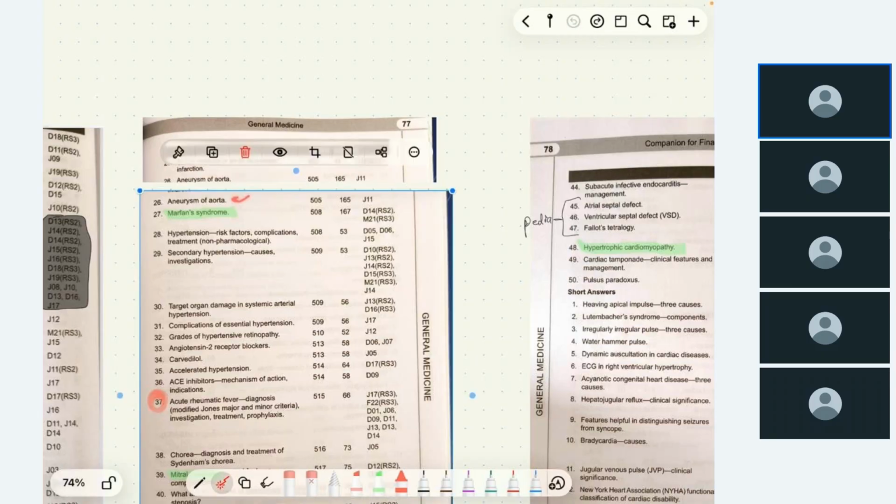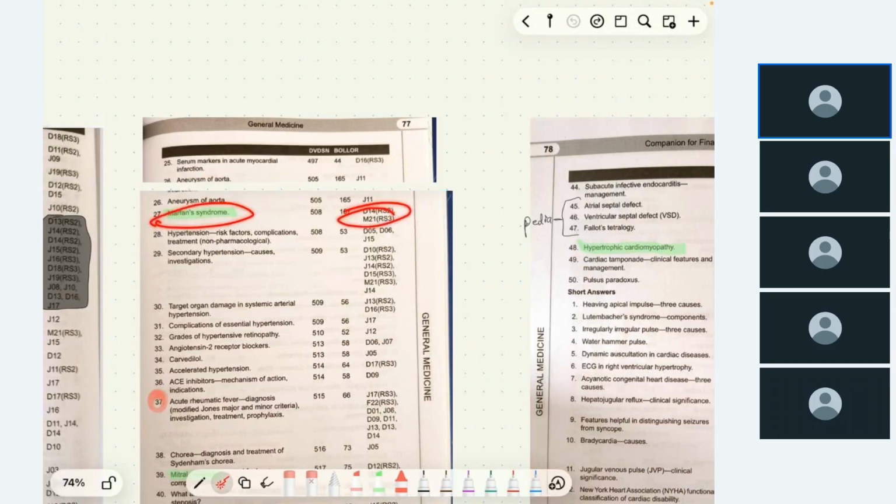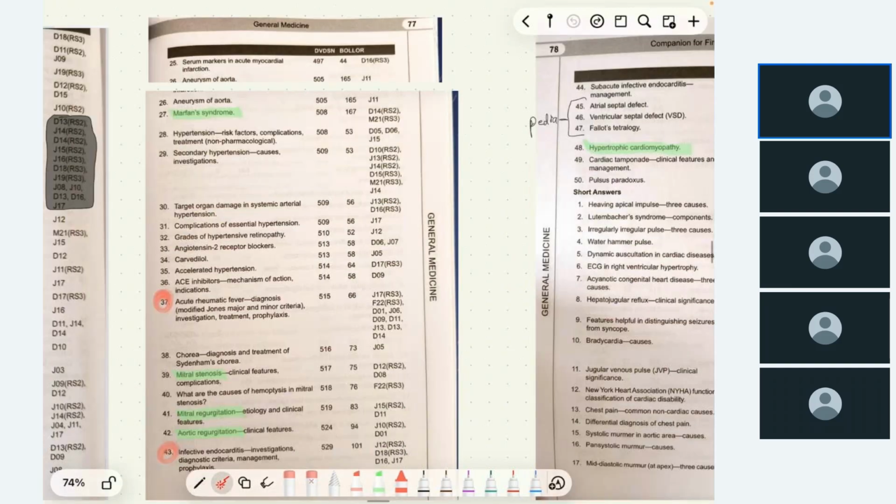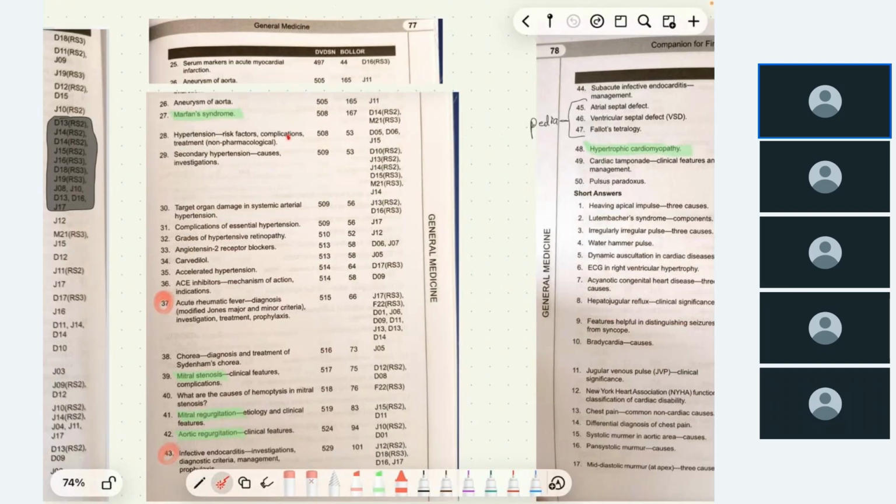Marfan syndrome as twice. I'll try to discuss it in evening session. Hypertension we have discussed. Secondary hypertension causes and investigations we have discussed. Target organ damage we have discussed. Complications of essential hypertension we have discussed. Grades of hypertensive retinopathy discussed. ARB discussed. Carvedilol we have seen. Accelerated hypertension, nothing but a malignant hypertension, discussed. ACE inhibitors discussed. While discussing about hypertension and heart disease, you can take points from there and mention here.